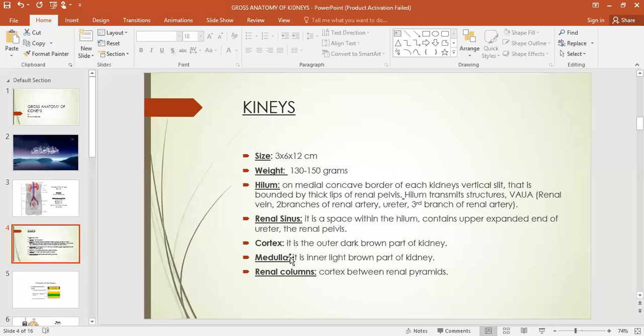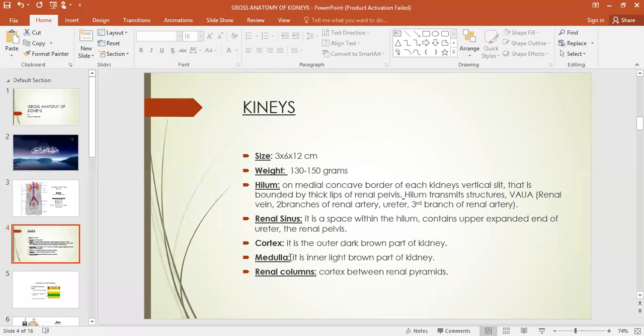Size of kidney, the best way to remember is the formula 3 into 6 into 12 centimeter. The thickness of the kidney is 3 centimeter, width is 6 centimeter, and the height or length is 12 centimeter. Weight of kidney is about 130 to 150 grams, and the right kidney is slightly less because of the size of the right lobe of liver.